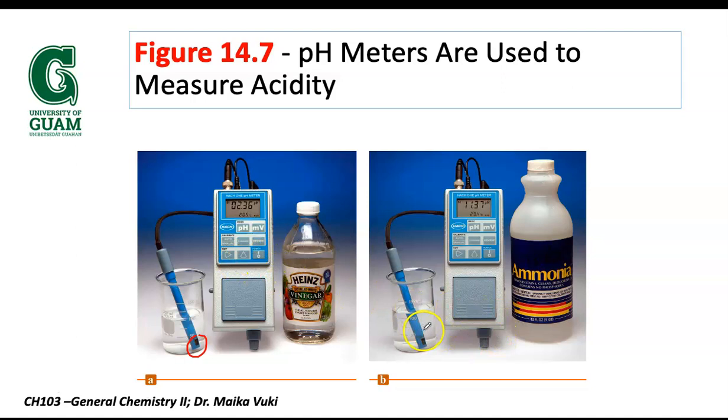If you look at the next one here, it is 11.37. This one is an ammonia solution. So ammonia solution is basic and vinegar is acidic.